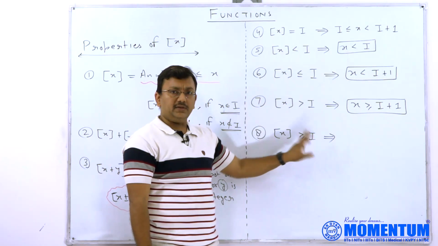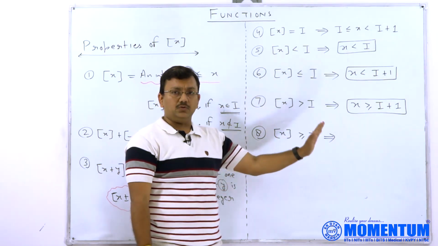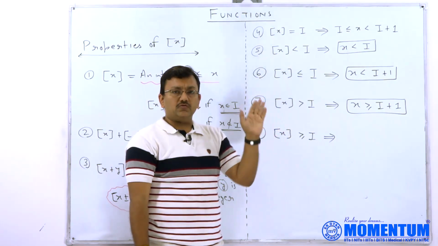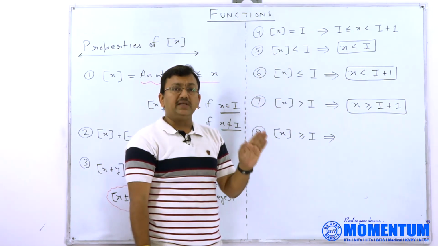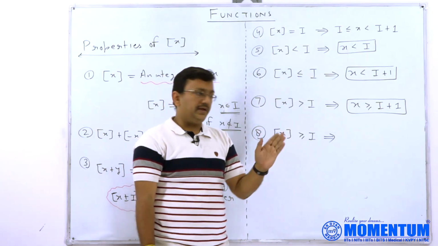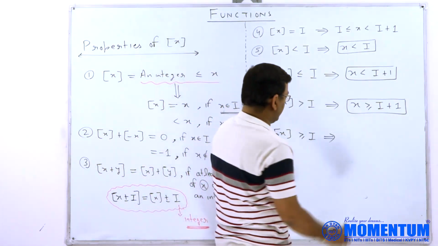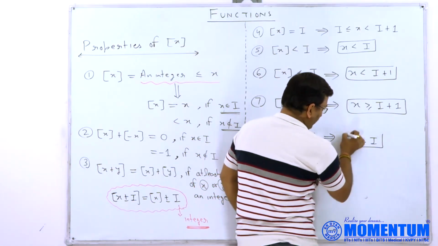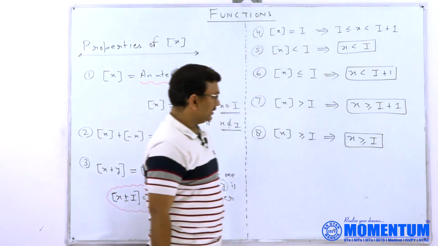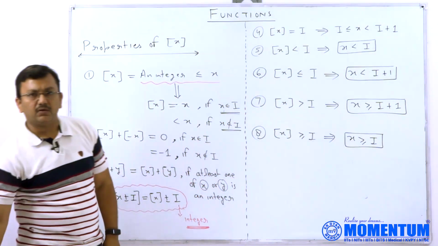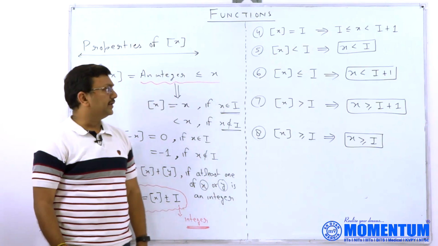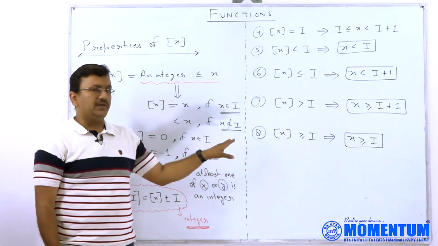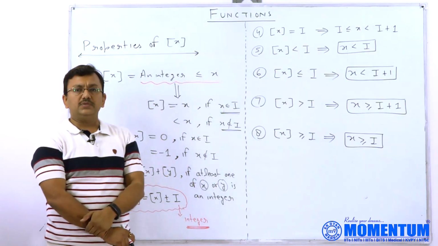I की जगह 2 ले लिया. तो square bracket x greater than or equal to 2 means square bracket equal to 2, square bracket equal to 3, 4. Square bracket equal to 2 means x 2 to 3, x 3 to 4. So what will be the result? Result is x greater than or equal to I. So these are all properties of greatest integer function. All of these will help us in problems.